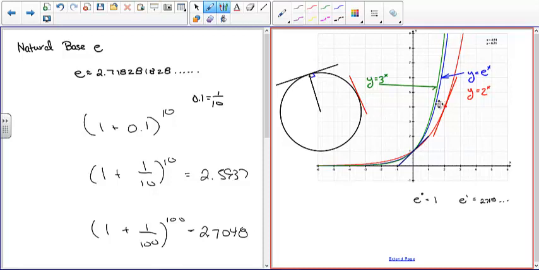So for something that's linear, the slope is constant, but for a curve, not a straight line, the slope of what we would call the tangent line varies. And it turns out that for the exponential function e to the x, the slope of the tangent line has some special characteristics, which again you'll learn about in calculus.